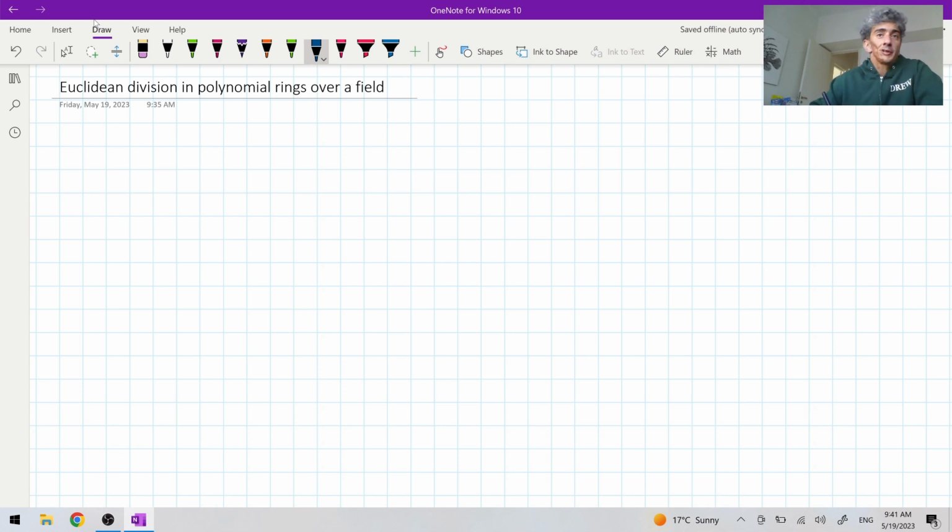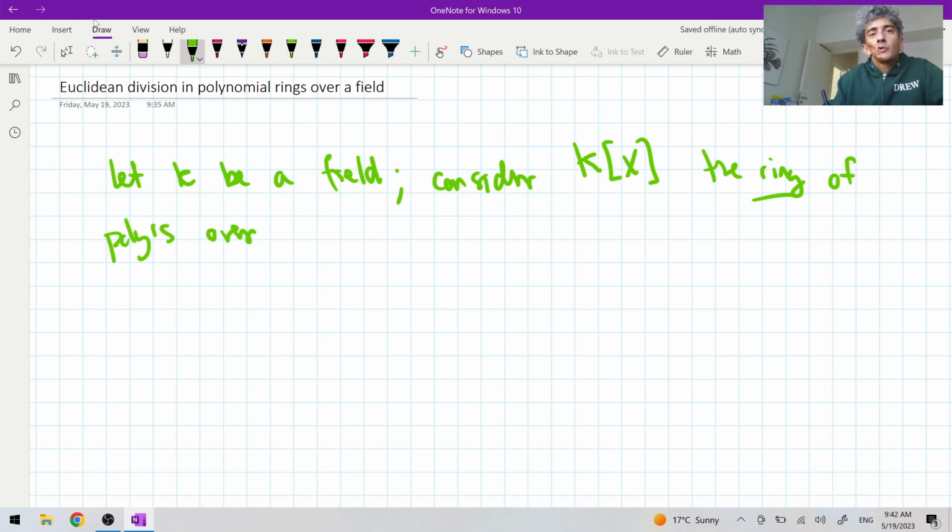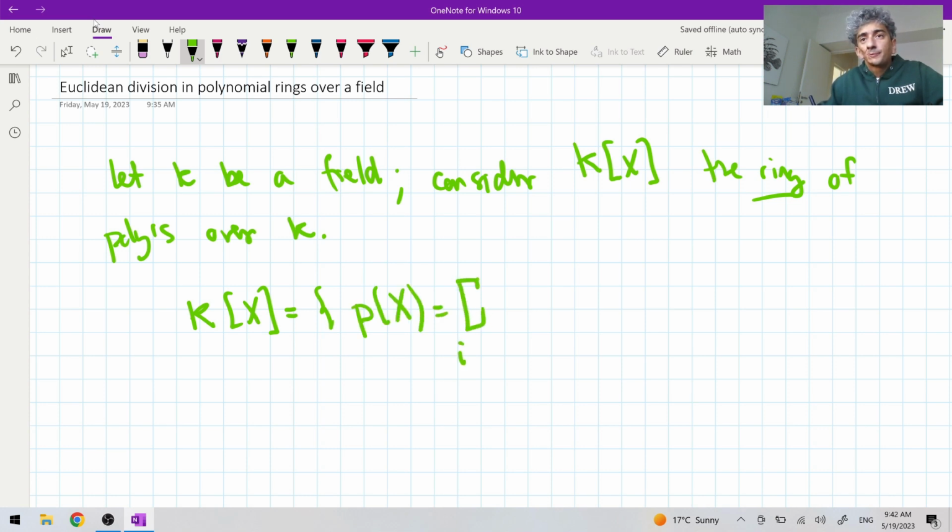Well, let's start. We already know most of these things, so we're going to go over them quickly. Let K be a field, and consider the ring of polynomials over that field. The ring of polynomials over K is the set of all the expressions of the form P of X that are sums of coefficients in K times X to the ith power, such that all the a_i belong to K and n is a natural number or 0.